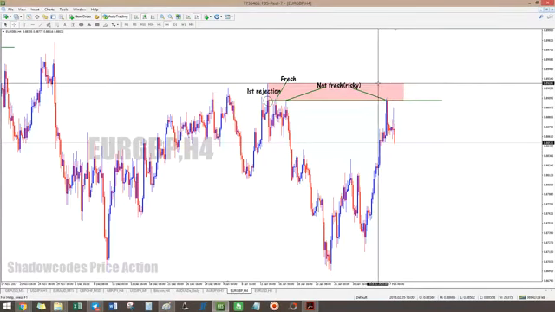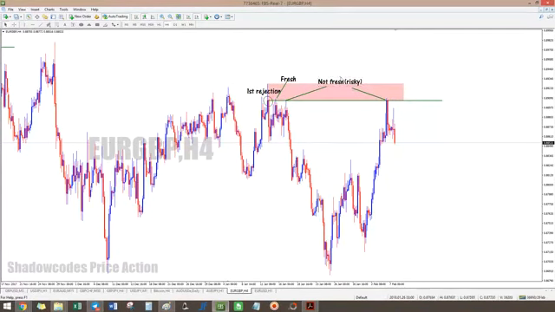Just make sure your stop loss is over here, because if you are being too careful, you also will not make any money in the market because you are surrounded by fear. So sometimes you must be brave enough to take the trade.